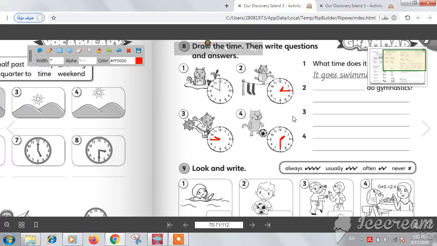Number 4, the question, what time does it practice playing football? And the answer should be, it practices playing football at 2:30. Right? And I'm gonna write these answers for you.